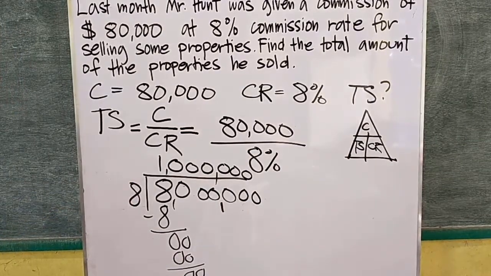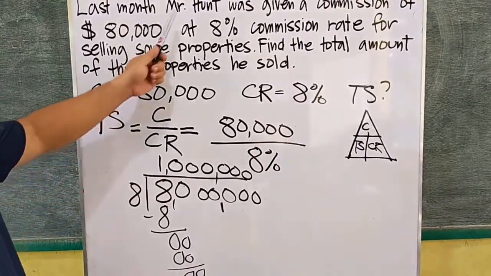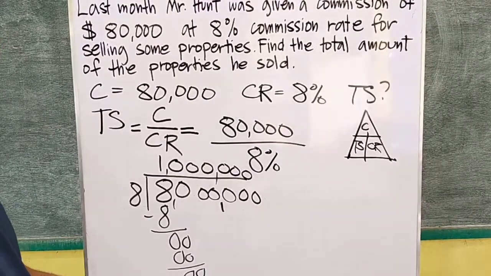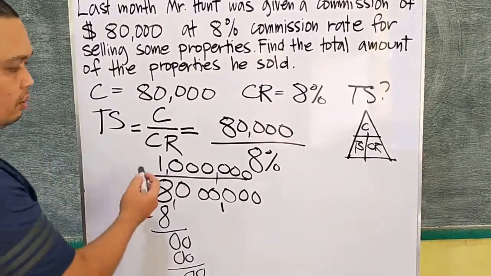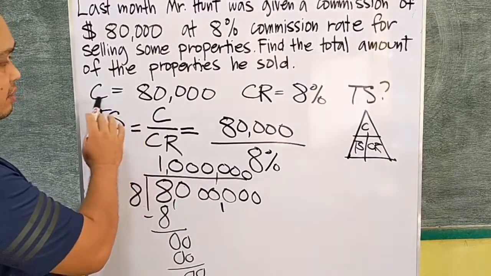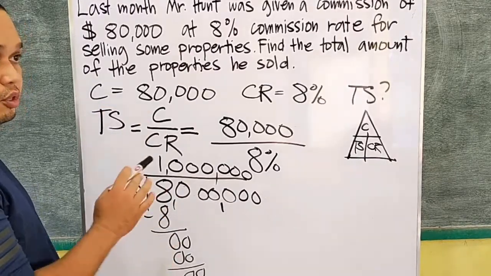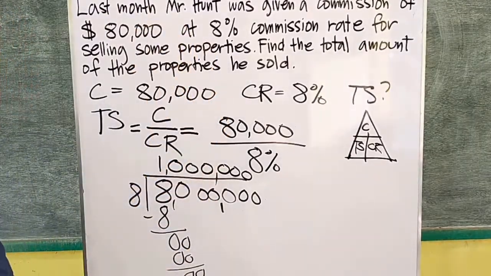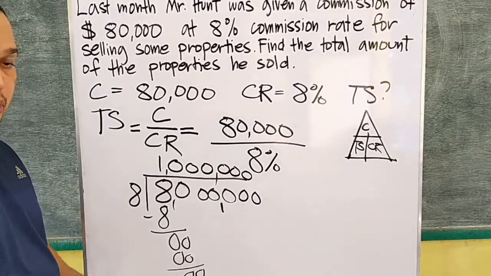Therefore, our answer will be 1 million. Okay? So, 1 million here is the total sales Mr. Hunt did or have in his buy-selling properties. His total sales is 1 million. Now, his commission is 80,000. That's his commission by selling the properties. Okay? Because the company is giving 8% commission rate on every property they sell. That's applying percentage.